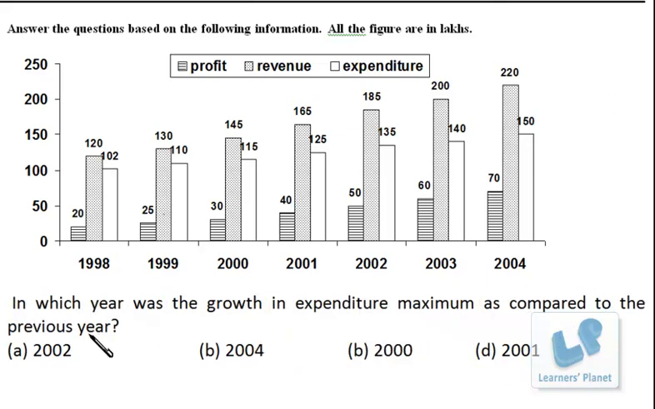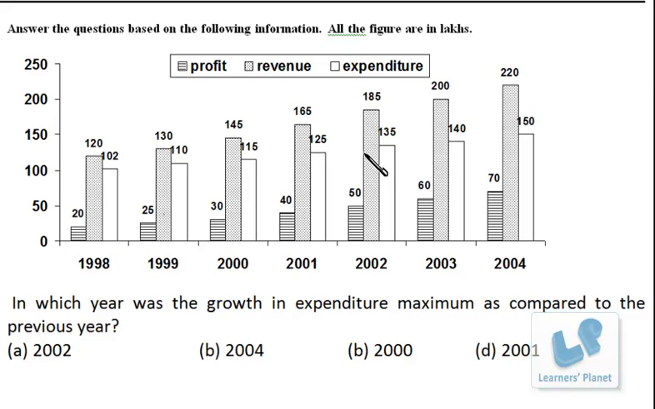Similarly, in this question, in which year was the growth in expenditure maximum as compared to the previous year? There are 7 years, but we are given 4 options, so we will be calculating only for these 4 options, as there is none of these. Now for 2002, growth in expenditure. So 2002, the expenditure is 135, and in 2001 it is 125.